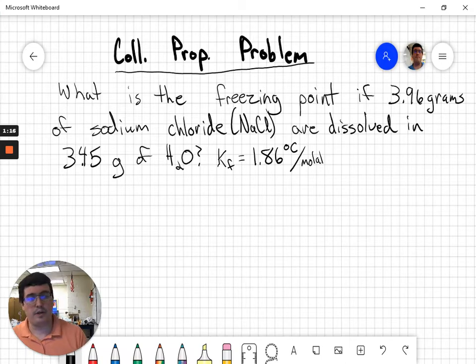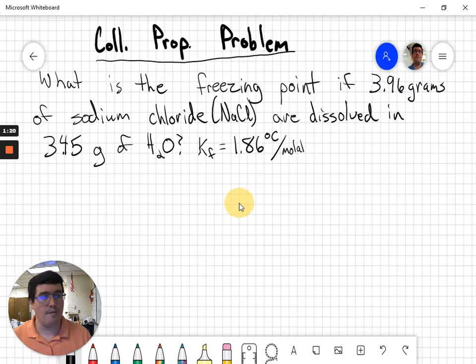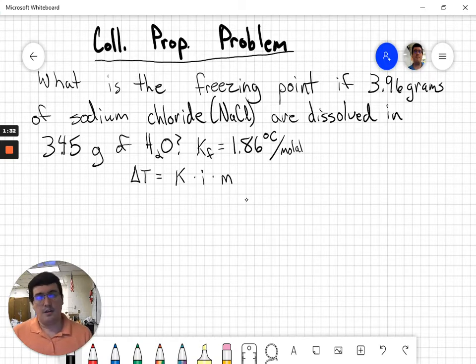To answer this problem, we are going to use that colligative properties equation. I'm trying to make it so that all of that is visible there. So the colligative properties equation is delta T equals K times I times M. And the delta T, if it's freezing or boiling, doesn't matter, but you're going to get a different K. So all these problems are done essentially the same way.